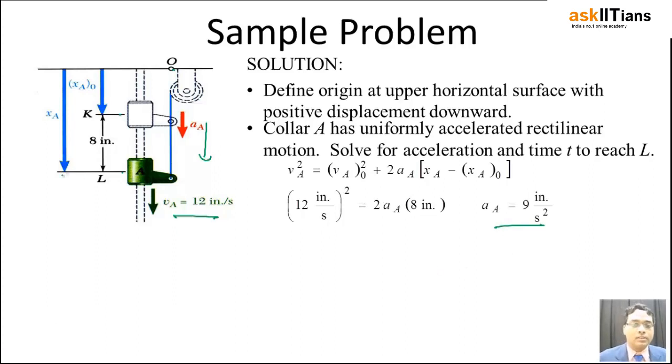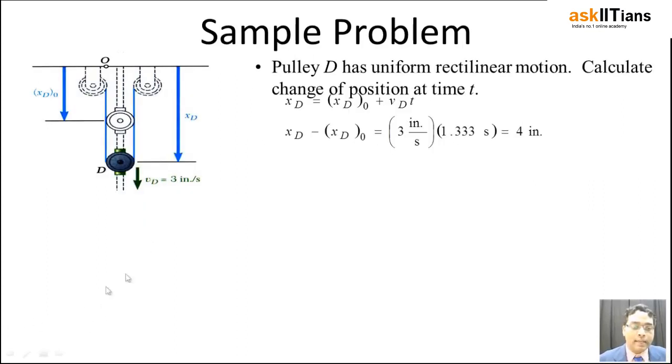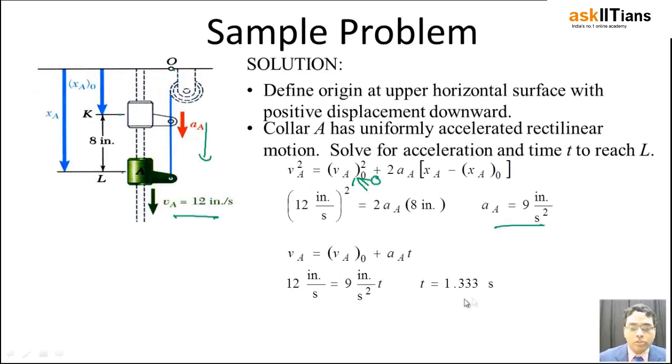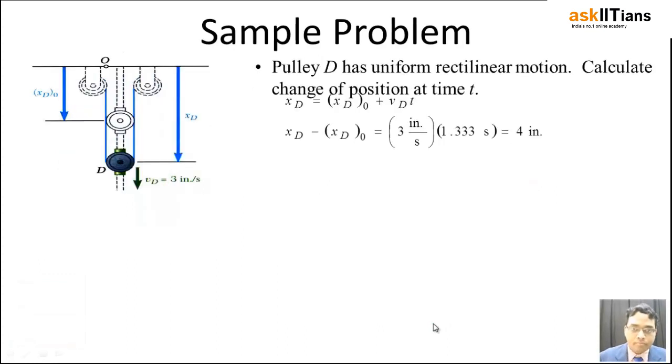I've just solved this because it starts with an initial velocity of 0, so this value is going to be 0. You know the initial velocity, you know its initial position, that is at 8. Solving that gives you the value of the acceleration. Once you know the acceleration, you can find out how much time it took to come to that point, that is going to be given by this, 1.33 seconds. So this is the time it takes to come to that particular height.